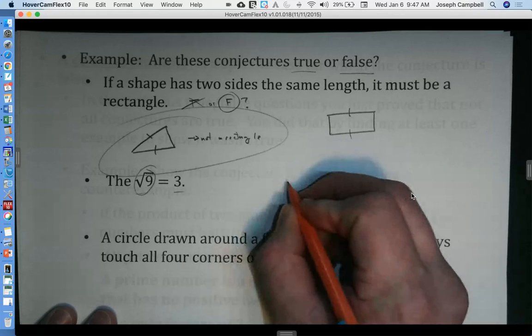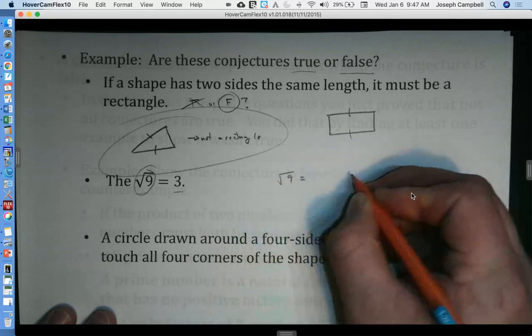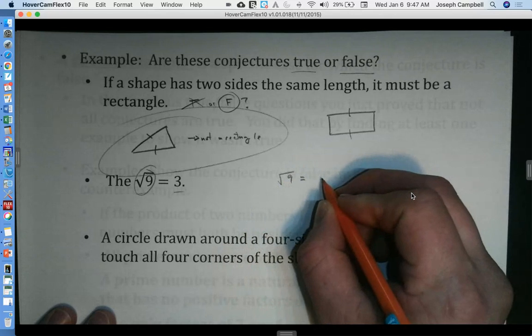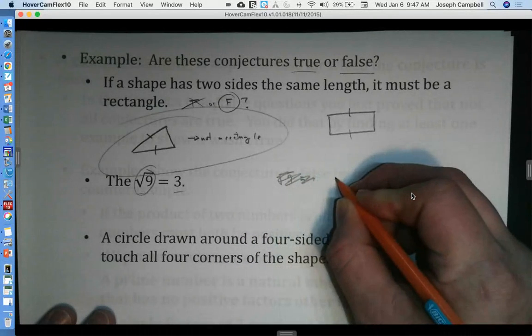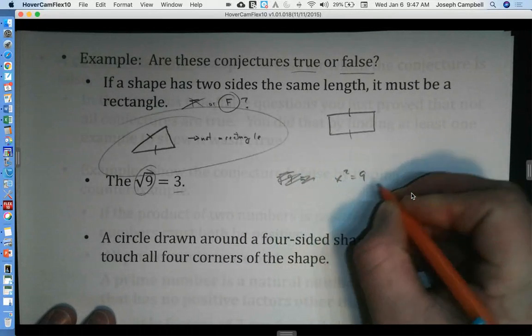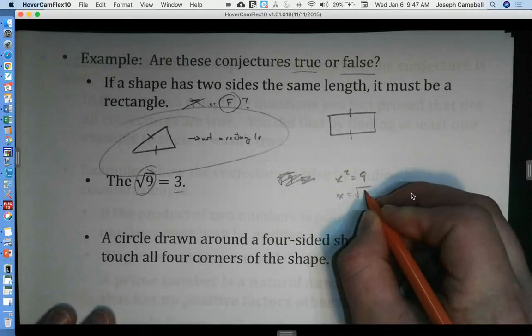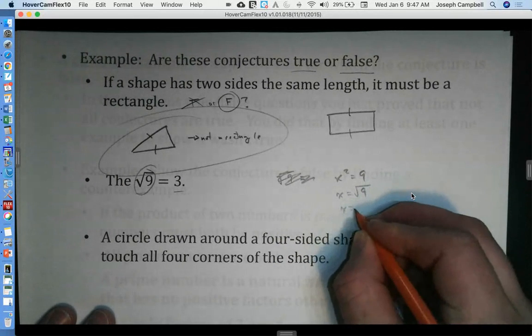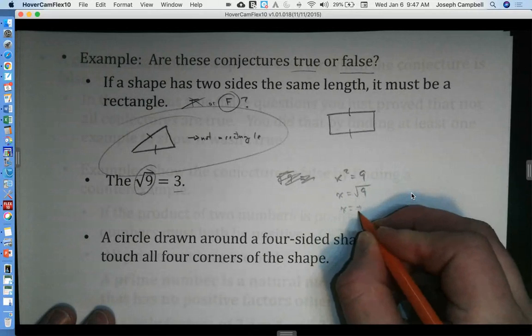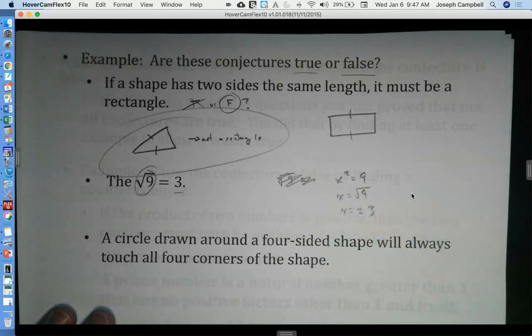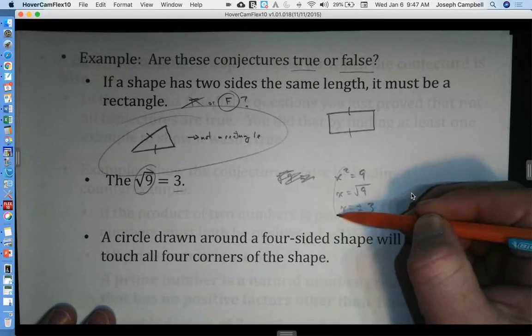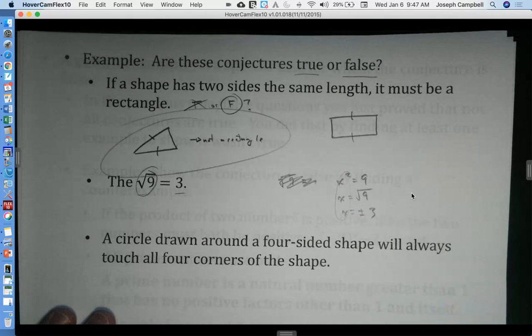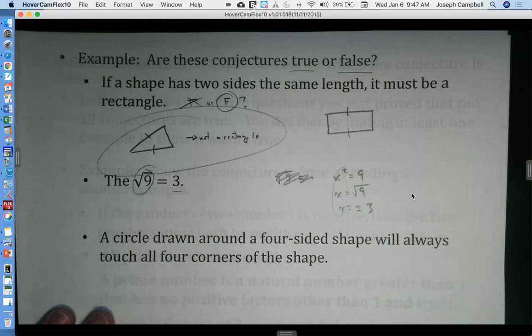Because that would be like saying the square root of 9 is equal to, well, really, we'd have to start out with this: x squared equals 9. x is the square root of 9. Then we know that x could be plus or minus 3, right? But we're involving a variable, and that changes it up a little bit, okay?